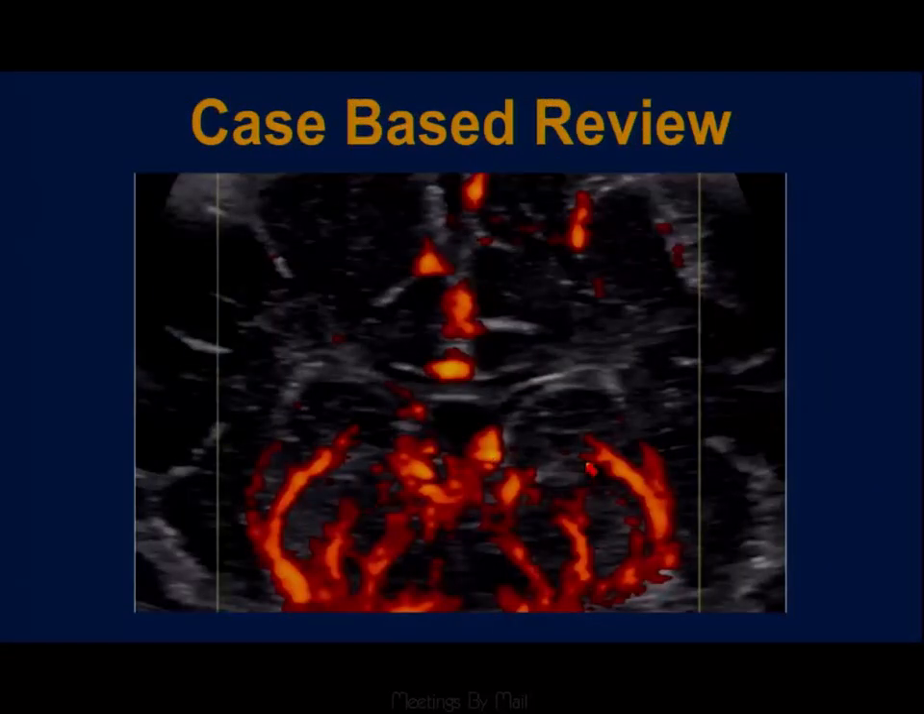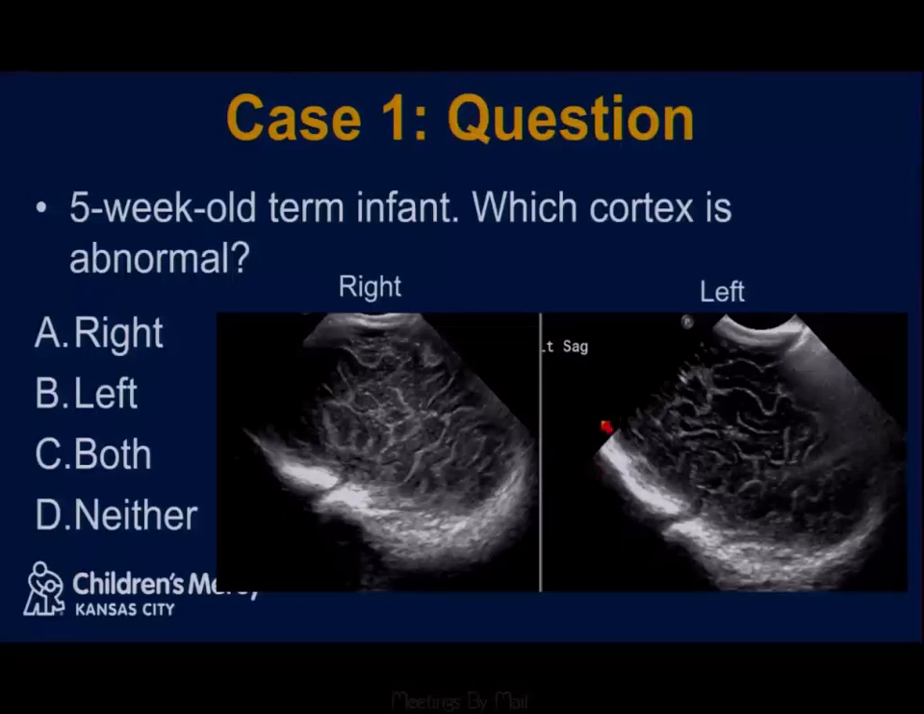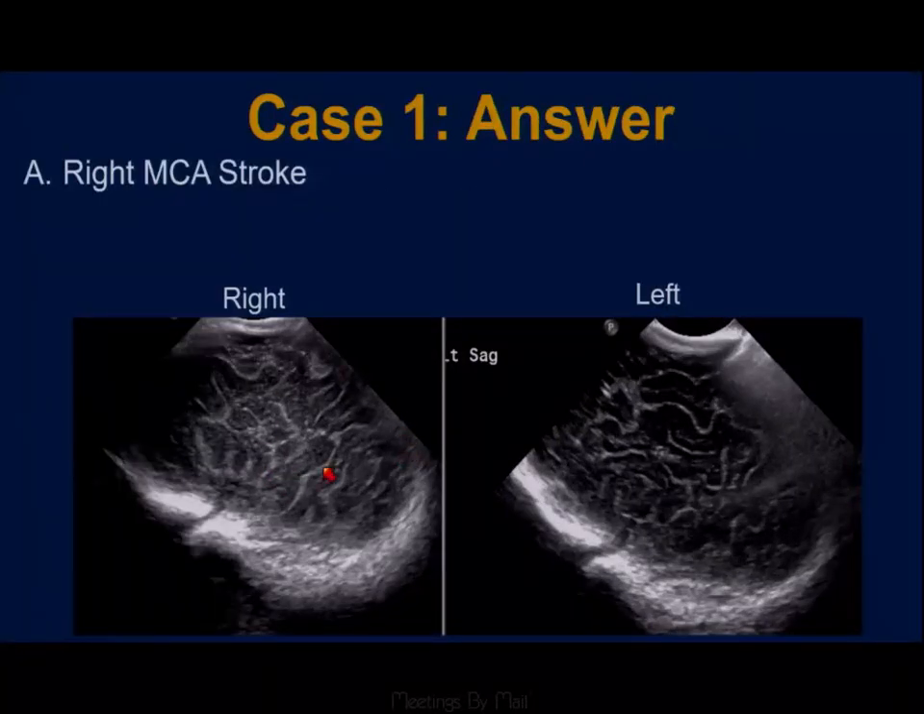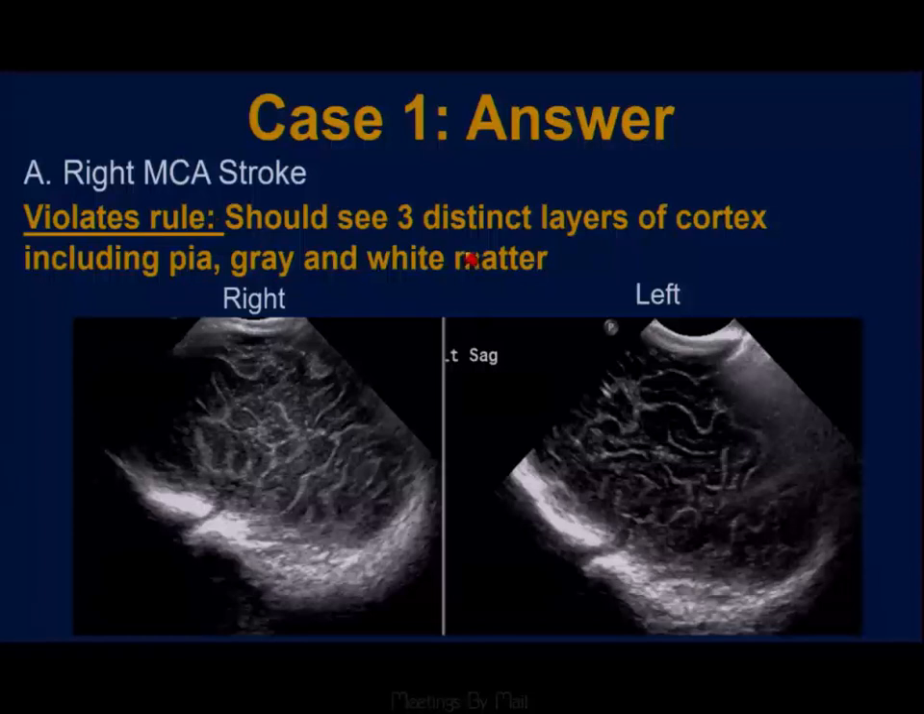And so now I just want to go through a few cases with everybody. So here's case 1. It's a 5-year-old term infant. Which of these cortices is abnormal? So we have images of the right and left cortices, and in this left cortex, you can see this nice echogenic line. You can see that you can differentiate the gray matter from the white matter, and here you've really lost that differentiation between the gray and white matter. So this turned out to be a right MCA stroke, and this violates that rule. You really should see 3 distinct layers of brain, including pia, gray, and white matter, and you don't see that in this case.